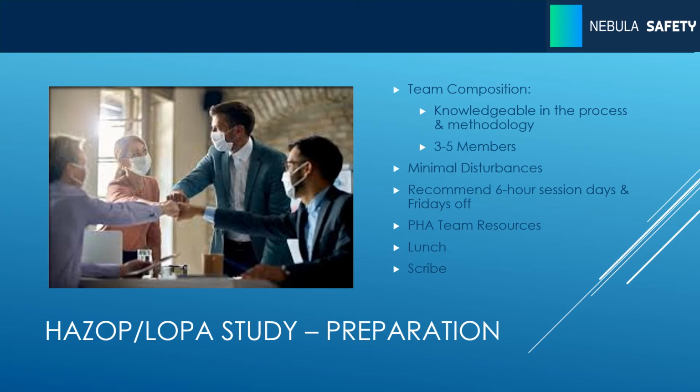Typically, you want to have 3 to 5 members. I, of course, have been in PHAs with 25 persons in a room. I've been in PHAs with only 2 or 3 persons in the room. Typically, you want to make sure that you've got operations representation, engineering representation. In fact, operations and engineering representation are typically mandated by regulatory authorities, so you really don't have any choice on that.